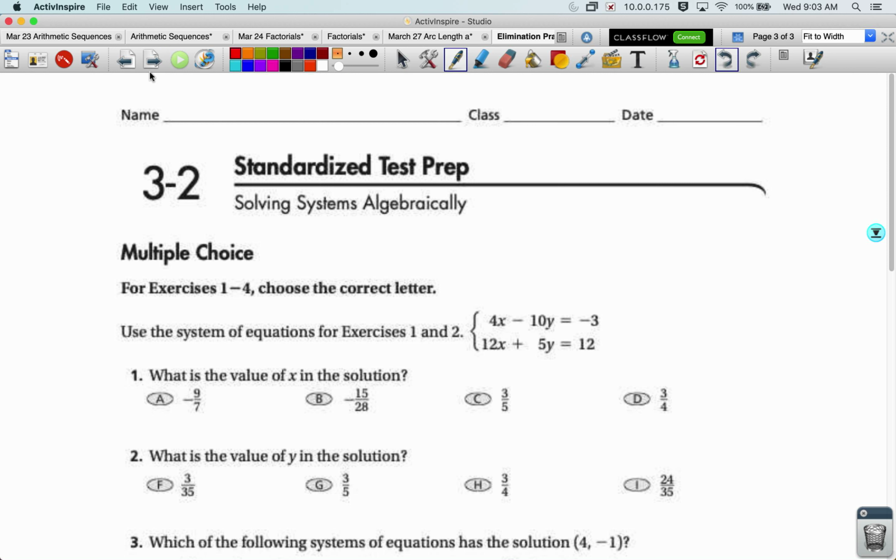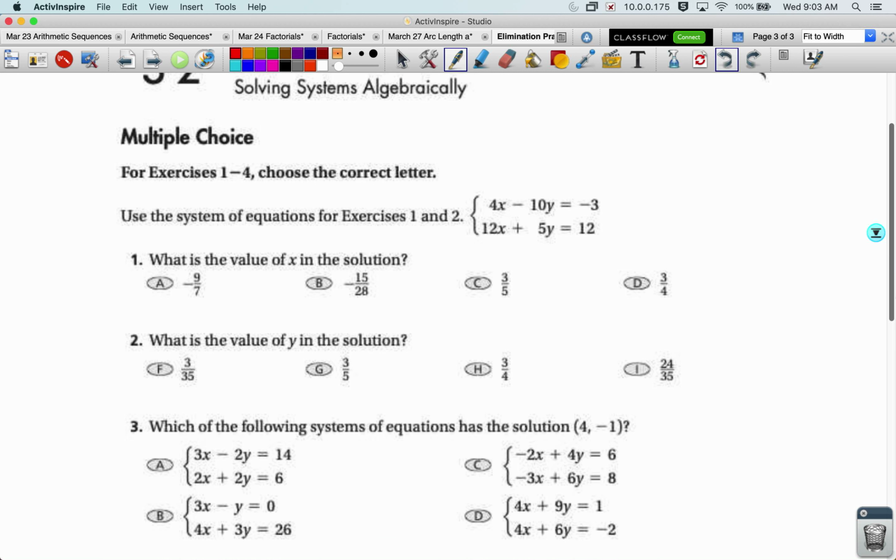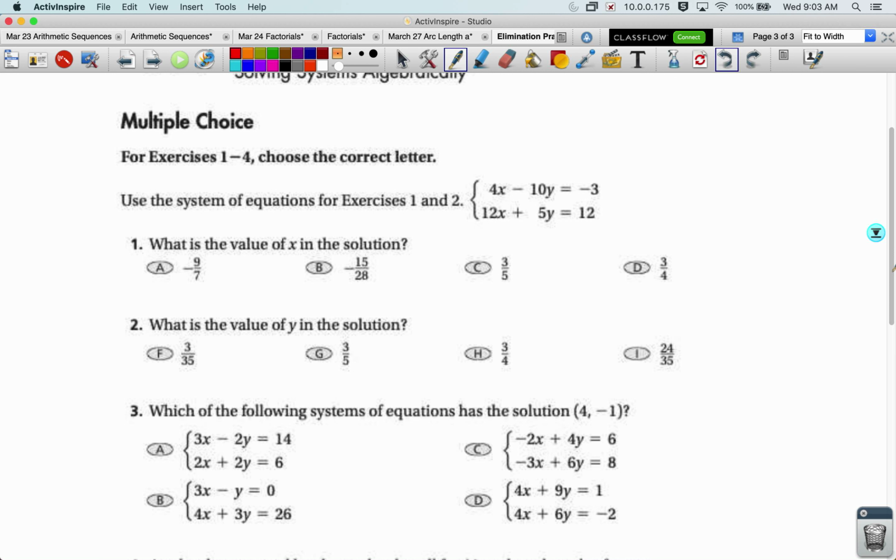Okay, the next worksheet I want to focus on is the standardized test prep sheet. Again, linked on my website, or you can just watch along here. It's going to be a little bit more impactful for you if you try these on your own first. But here we go. Use the system seen here for exercises 1 and 2.